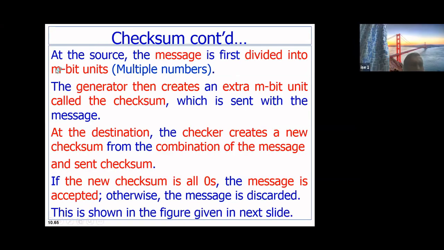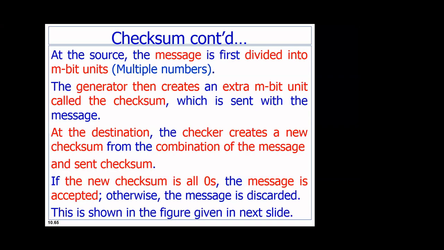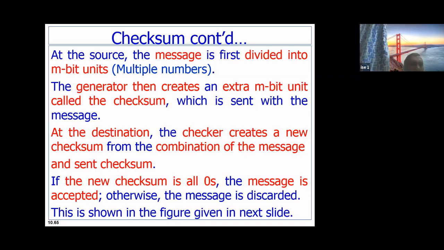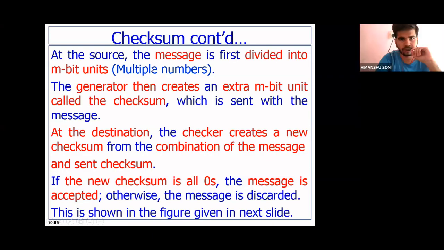You see, the message size is 40 bits, and I'm dividing it into 8 bits. The size of each unit is 8 bits, so each m bit unit means 8 bits. So 40 divided by 8 means I'll get 5 units of m bits.